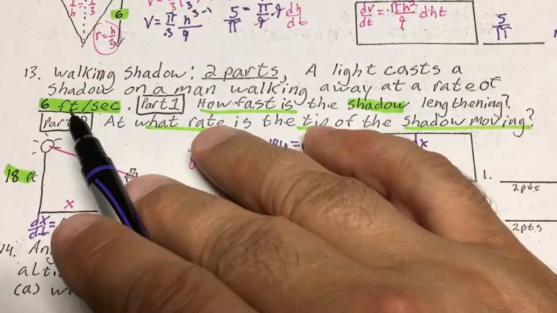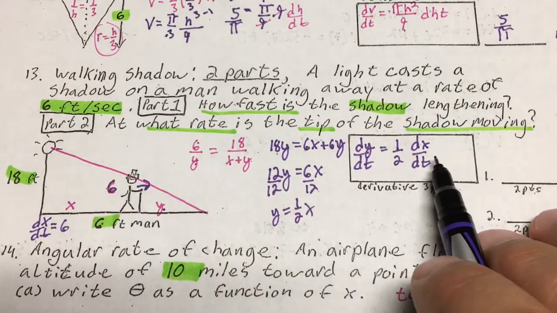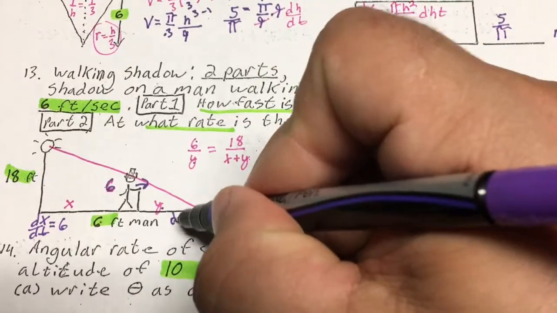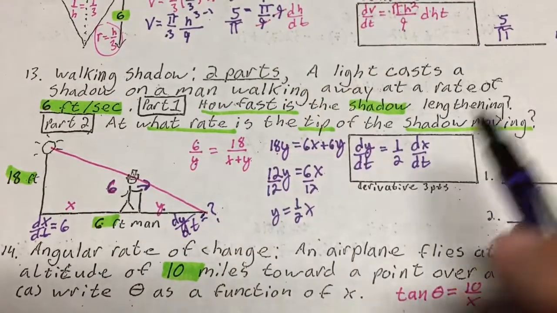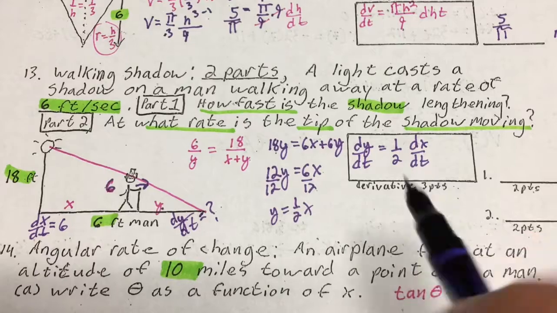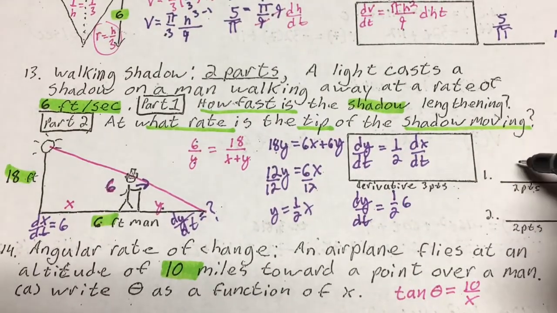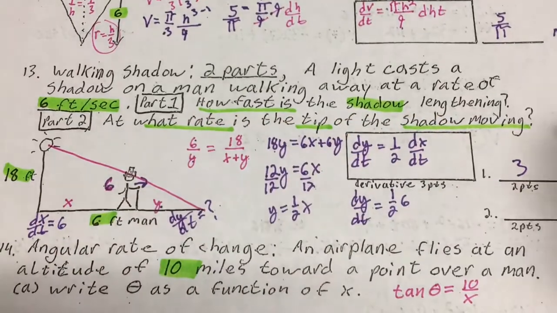Now I already have it highlighted that dx/dt is 6. And that's all I need to plug in here. And they want to know how fast the shadow is lengthening, and that's y. So they're looking for dy/dt over here. So I'm going to plug in that 6 for dx/dt. So my dy/dt is going to equal 1/2 of 6, which is going to give me 3 feet per second.